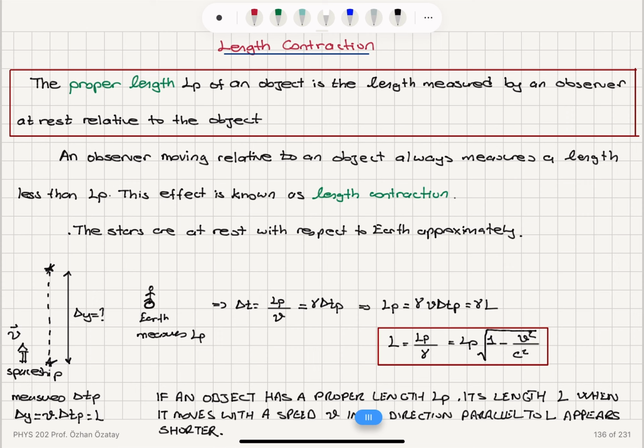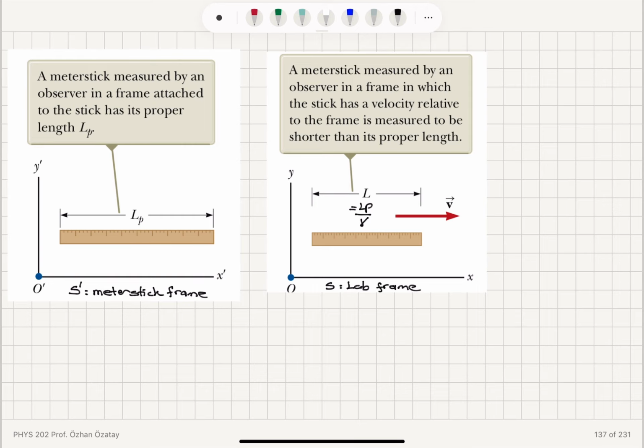Okay. Now, if an object has a proper length L sub p, its length L, when it moves with a speed v in a direction parallel to L, appears shorter. How much? Shorter by a factor of gamma. So 1 over gamma is our correction factor here for the relativistic effect. Okay, so this is our length contraction.